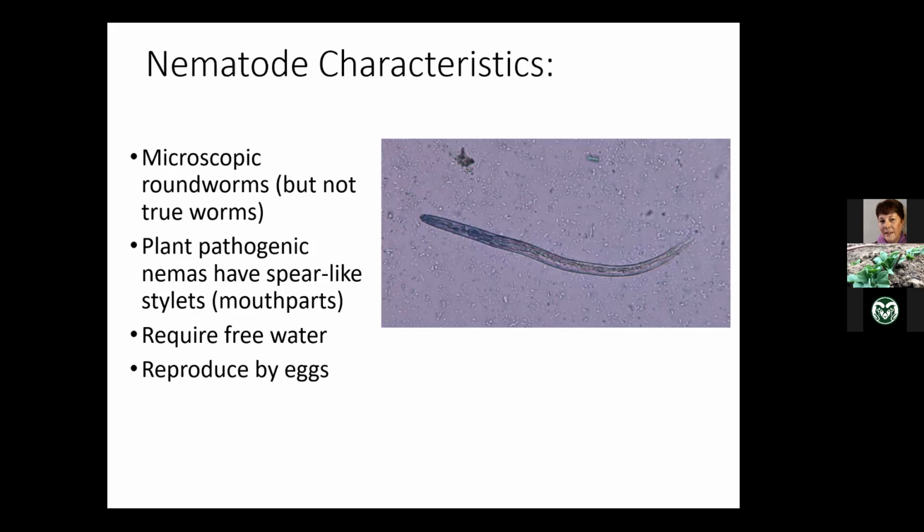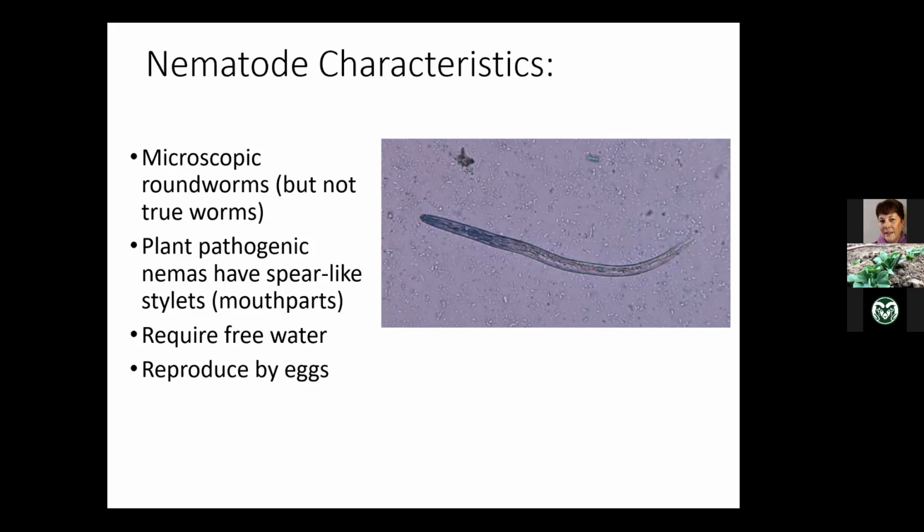They do reproduce by eggs. So we have eggs, and then there are 5 juvenile stages before the adult. They do require free water. Like I said, in the soil, they can move through films of water. They don't move very far and they don't move very fast, but they can move through the water. And so those are some characteristics of nematodes.